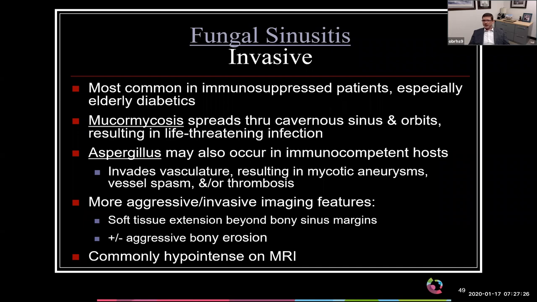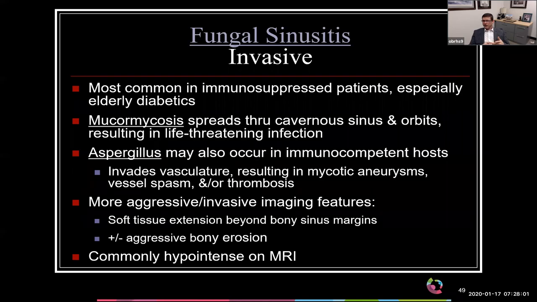Now, on the opposite end of the spectrum, we have invasive fungal sinusitis, and this is much more significant, much more severe, and this typically affects immunosuppressed patients, and elderly diabetics are going to be more susceptible than other patient populations, or at least very susceptible to invasive fungal sinusitis. So the most common is going to be mucormycosis. Again, it likes to affect elderly diabetic patients. And this is going to spread into the orbits, and then it could spread intracranially into the cavernous sinus, and this really can be a life-threatening infection.